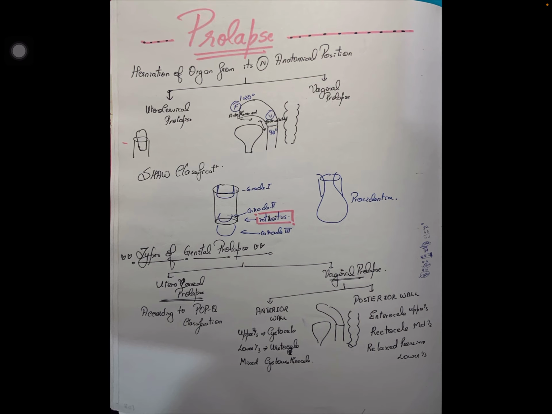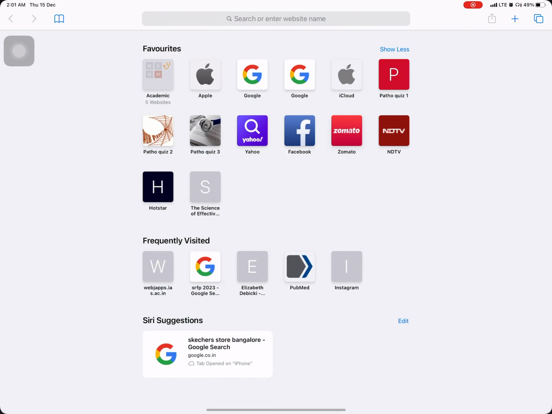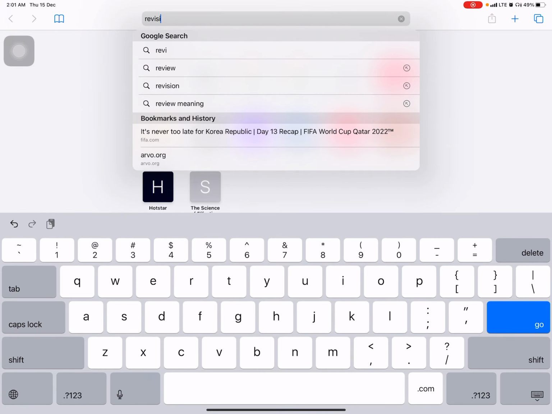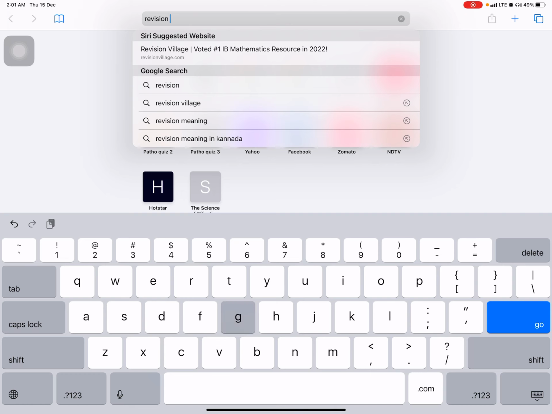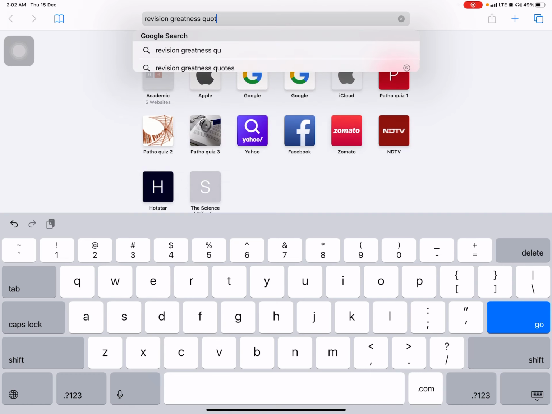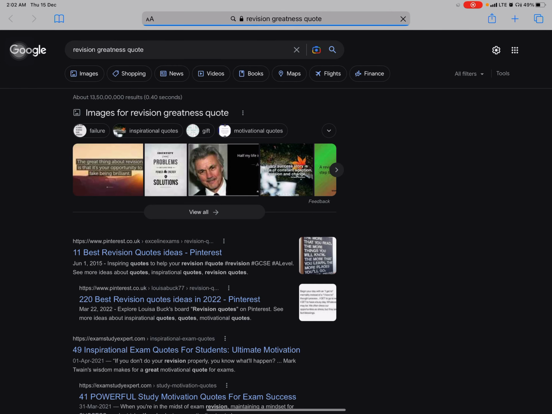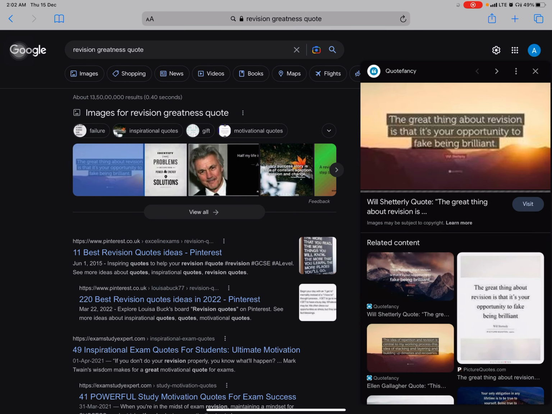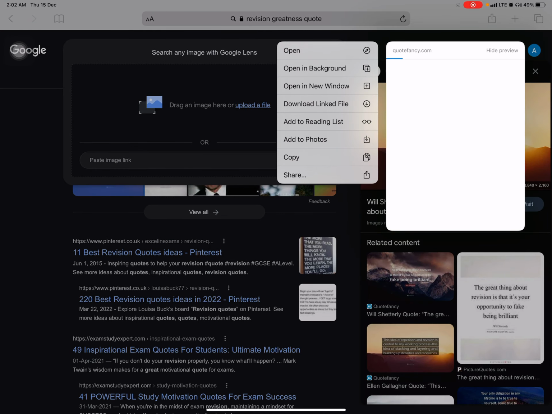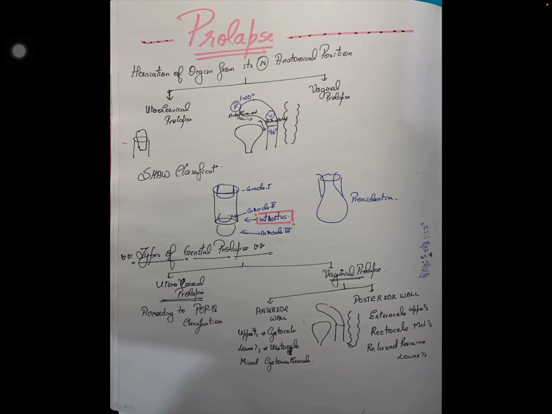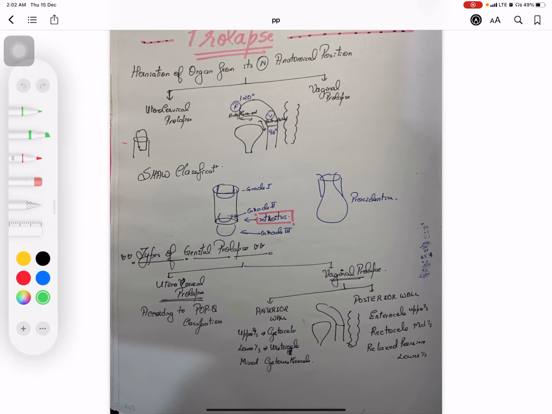Our motto: revision makes everything better, and you know what? Let's go with exact quotes. The quote exactly is: the great thing about revision is that it's the opportunity to fake being brilliant. Okay? And like I said, the great thing about revision is it's not an opportunity to fake being brilliant. You're actually working towards being brilliant.